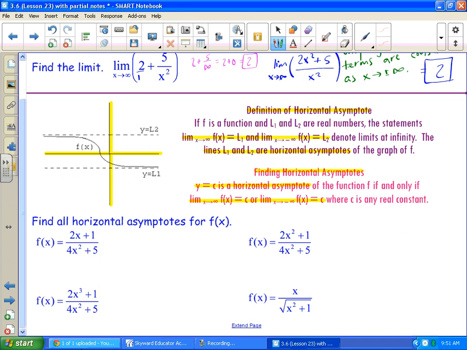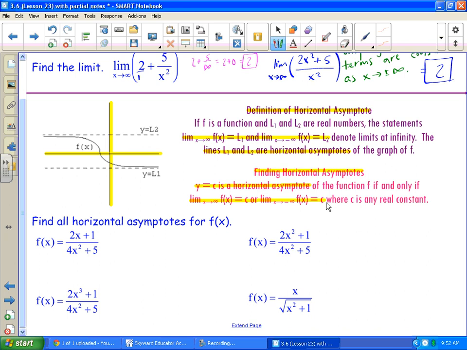Okay, so we talked about this definition of a horizontal asymptote. This is the limit as x goes to infinity of our function equals L1. So as we go to the right forever, do you see how it's approaching this L1? And as we go to the left forever, it's approaching L2. So L1 and L2 are both considered horizontal asymptotes. Okay? So if we're trying to find horizontal asymptotes, you take the limit as x goes to infinity, and you take the limit as x goes to negative infinity. Whatever value you get for those are your horizontal asymptotes. Okay?